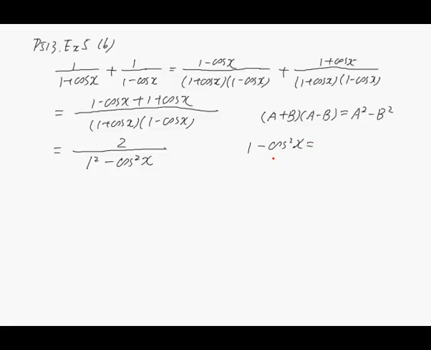And we know by the fundamental identity, this is equal to sine squared x, right? Because sine squared x plus cosine squared x is equal to 1. Okay. And then from here, you got 2 over sine squared x. And then you use one of the reciprocal identities. So 1 over sine x is equal to cosecant x, right? So this is equal to 2 times cosecant squared x.